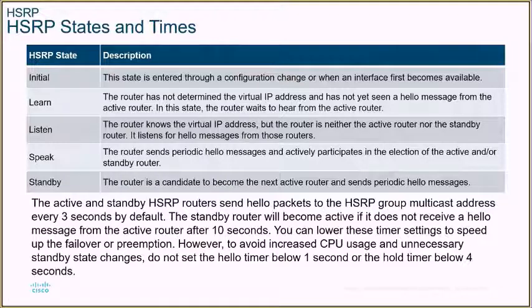The active and standby routers send hello packets to the HSRP group multicast address every 3 seconds by default. The standby router will become active if it does not receive a hello message from the router after 10 seconds. You can lower these timer settings to speed up the failover or preemption. However, to avoid increased CPU usage and unnecessary standby states, do not set the hello timer below 1 second or the hold timer below 4 seconds. So as I said, there could be some disruption, but your maximum of 10 seconds will be how long it takes.